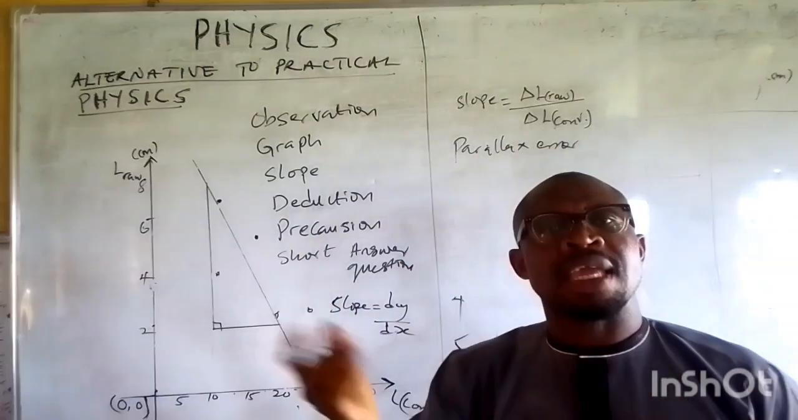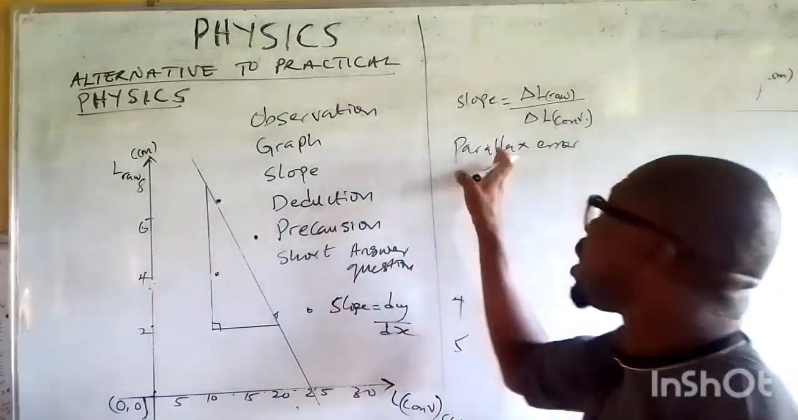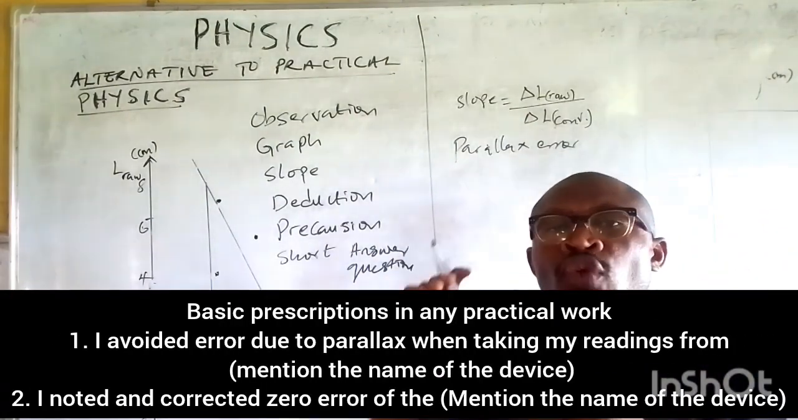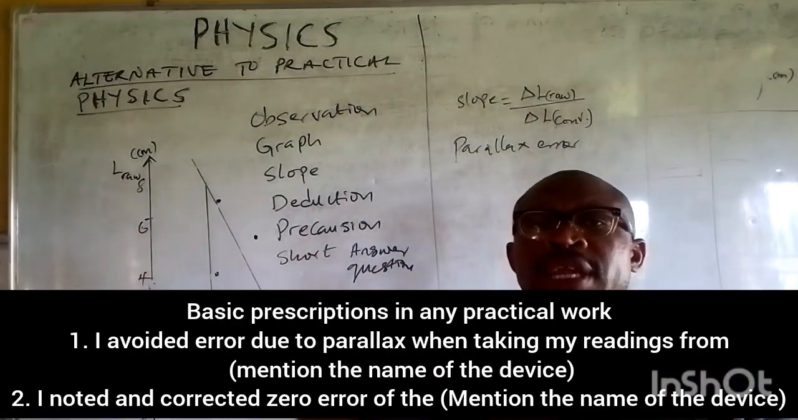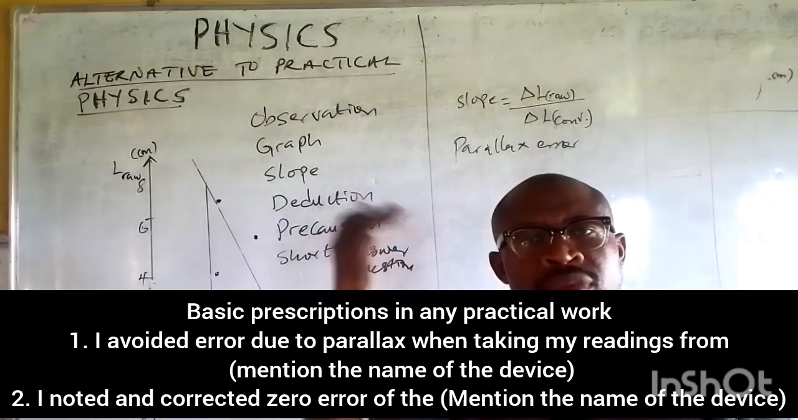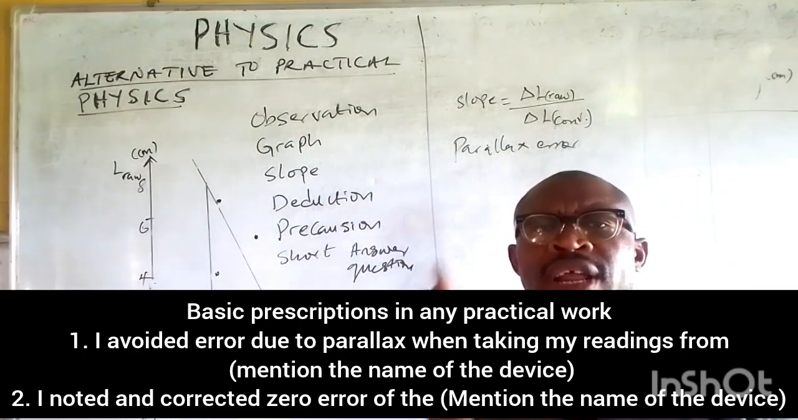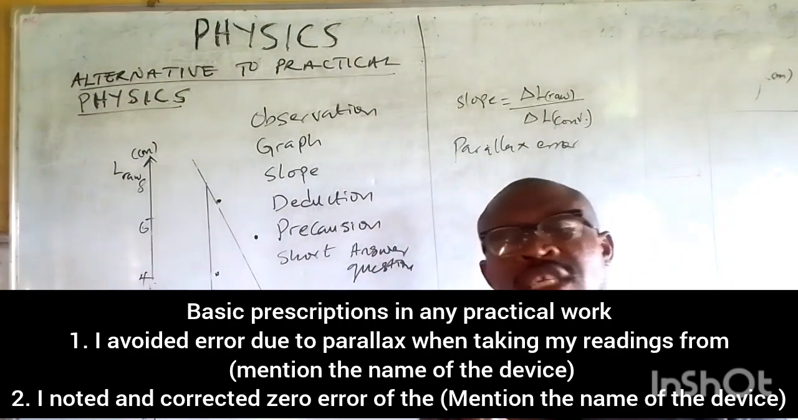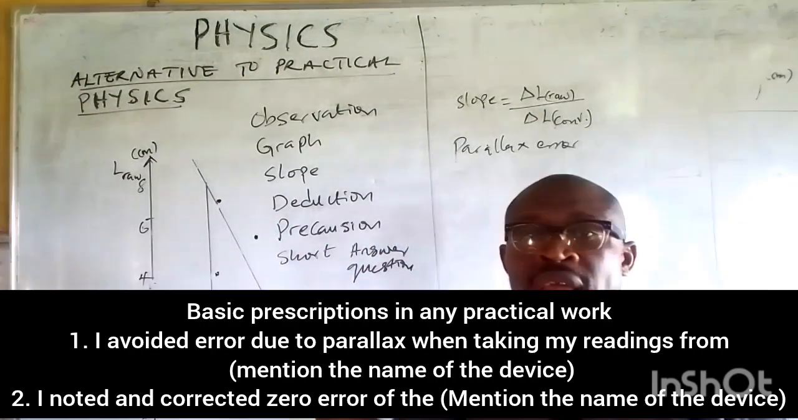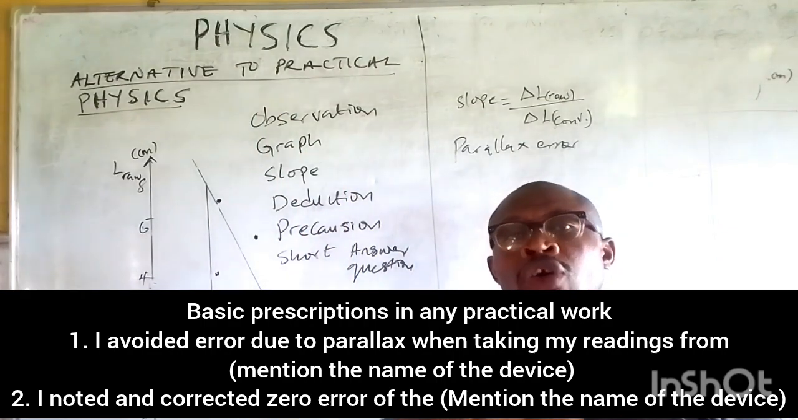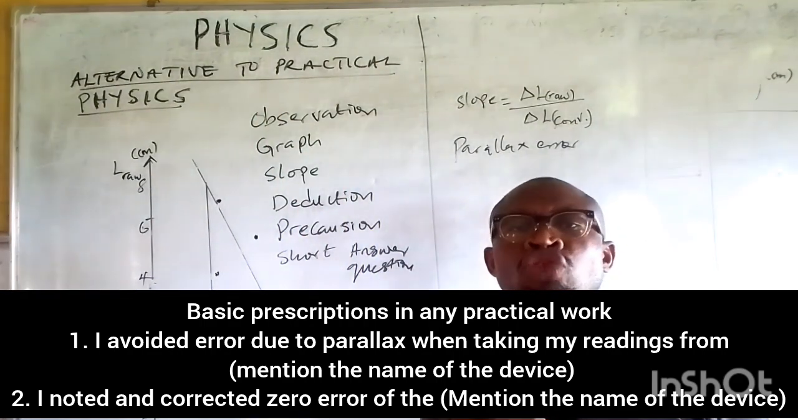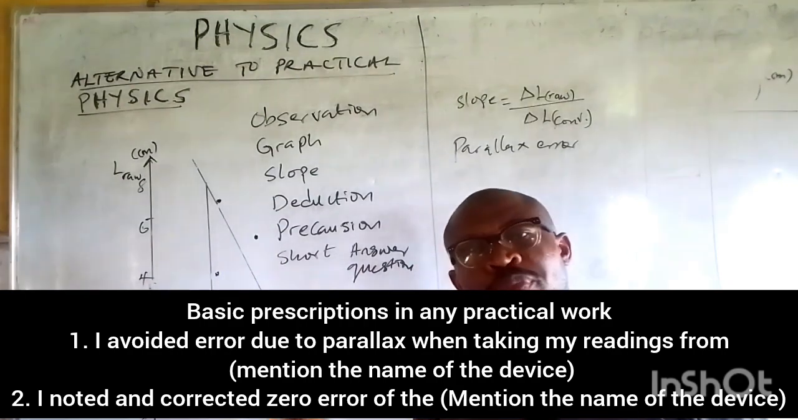So I avoided error due to parallax while taking my reading from whichever device. If you are answering from number 3, of course number 3 will always give you maybe either voltmeter or ammeter. Tell them I avoided error due to parallax while taking my readings from the ammeter or from the voltmeter or from whichever device given to you there. If you are to measure angle, of course you have a protractor, so you can always say I avoided error due to parallax when taking my reading from the protractor.